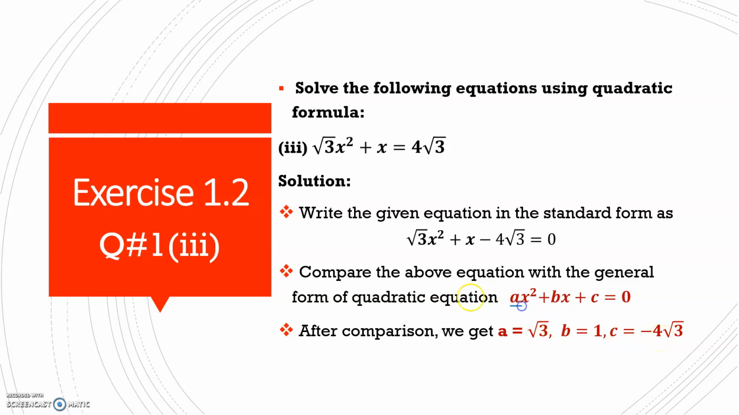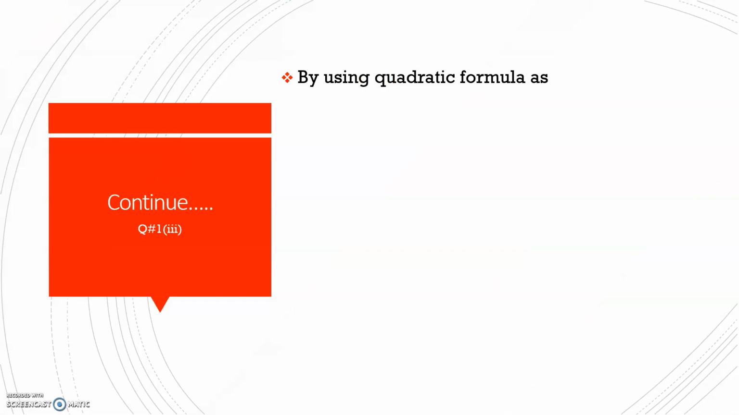As you can see that a is equal to square root of 3 and here the coefficient of x is 1. So b is equal to 1 and c is equal to minus 4 into square root of 3. Now we will put these values in quadratic formula, that is x is equal to minus b plus minus square root of b square minus 4ac over 2a.